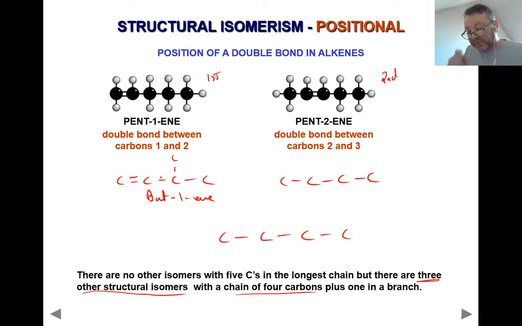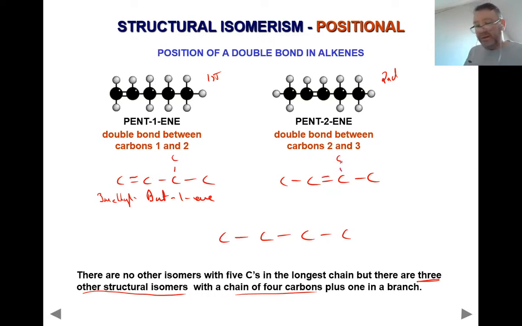Now keep in mind that the double bond dictates the direction of counting. So if the double bond is here, then we're going to count this way for everything. You give the double bond the lowest value, everything else has to fall in behind that. So that's carbon 1, 2, 3. So we've got 3-methylbut-1-ene.